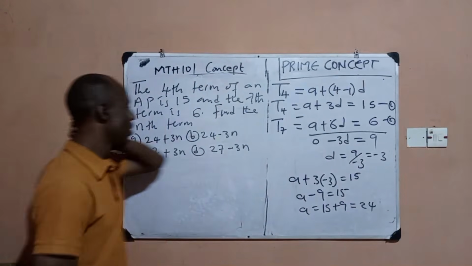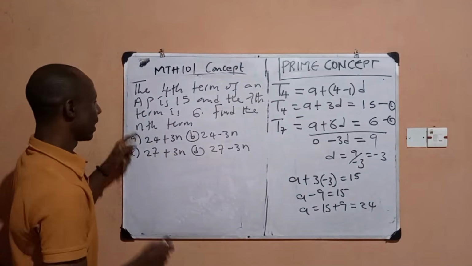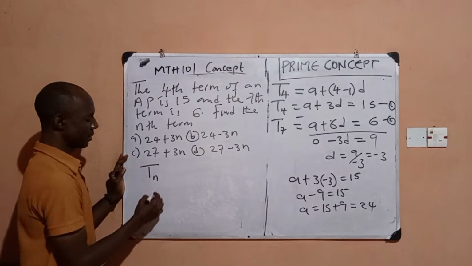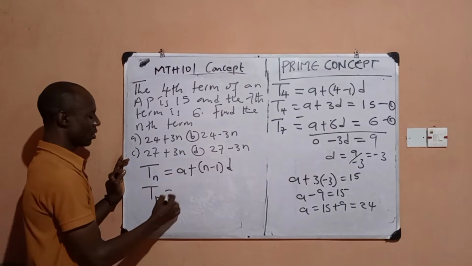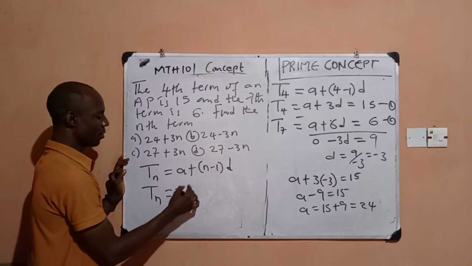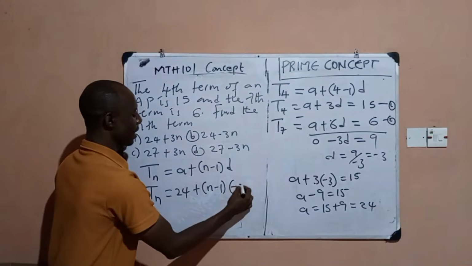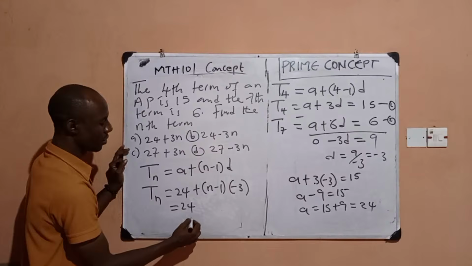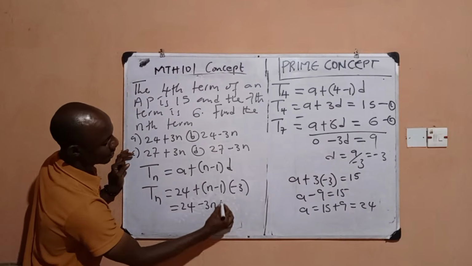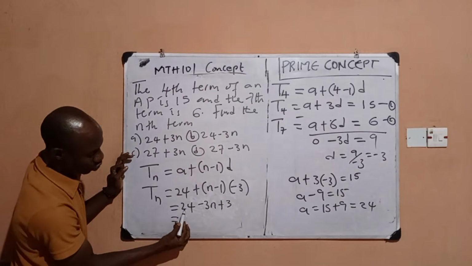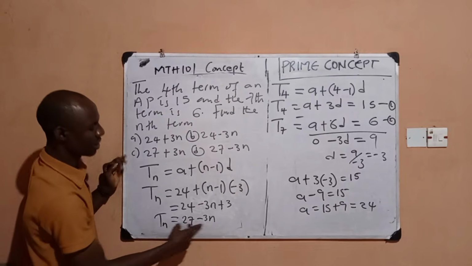Now the question says find the nth term. Remember, nth term is Tn equals a plus n minus 1 d. So Tn is what they want us to find. I know a. A is 24 plus n minus 1 times my d. My d is minus 3. So let's expand. Minus 3 times n is minus 3n. Minus 3 times minus 1 is plus 3. So 24 plus 3 is 27 minus 3n. So my nth term is 27 minus 3n.